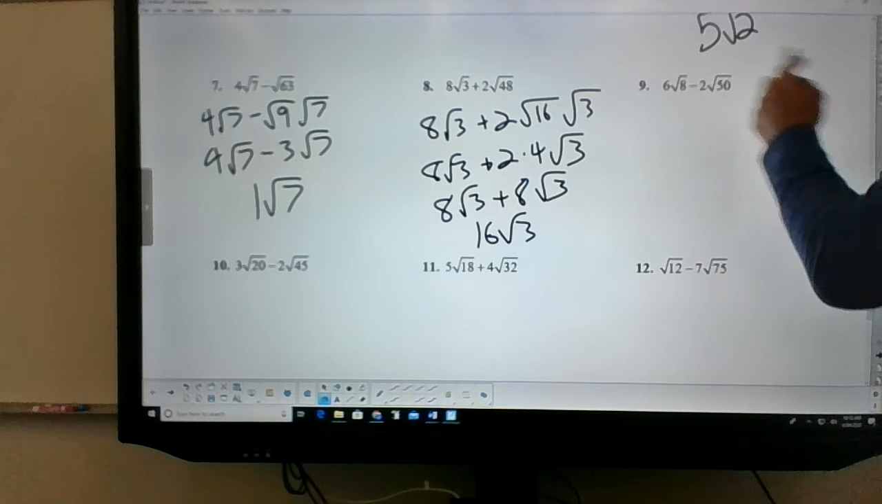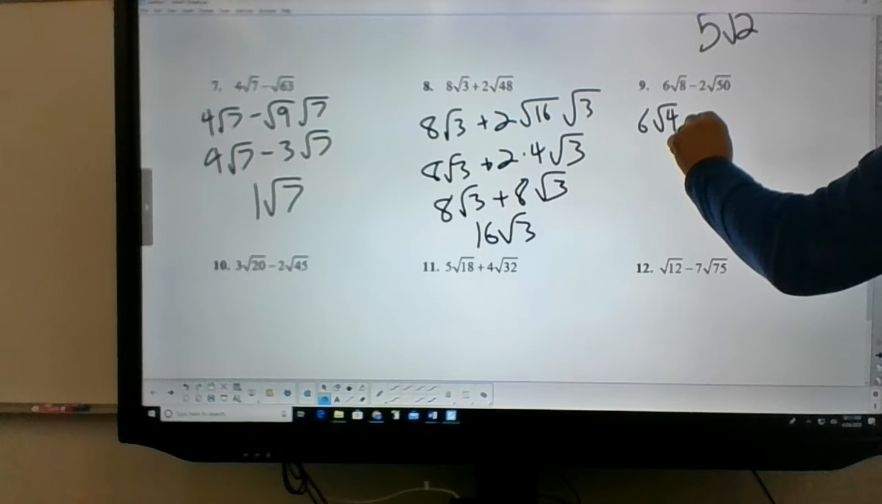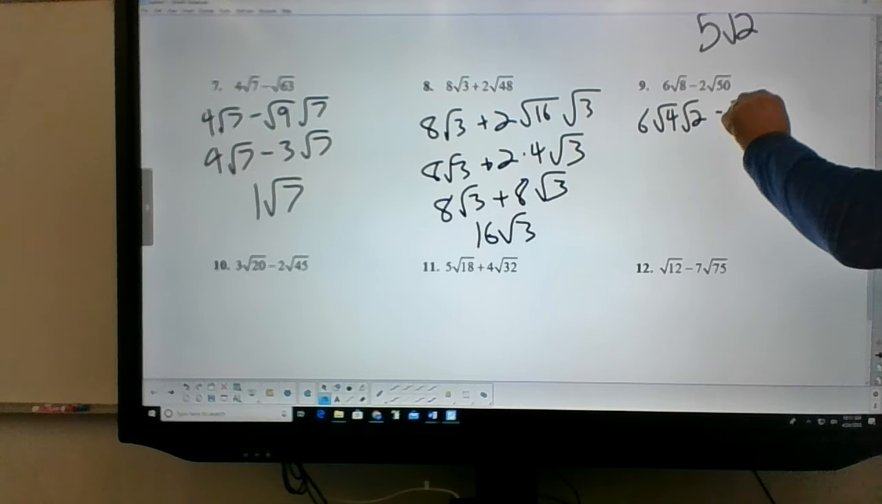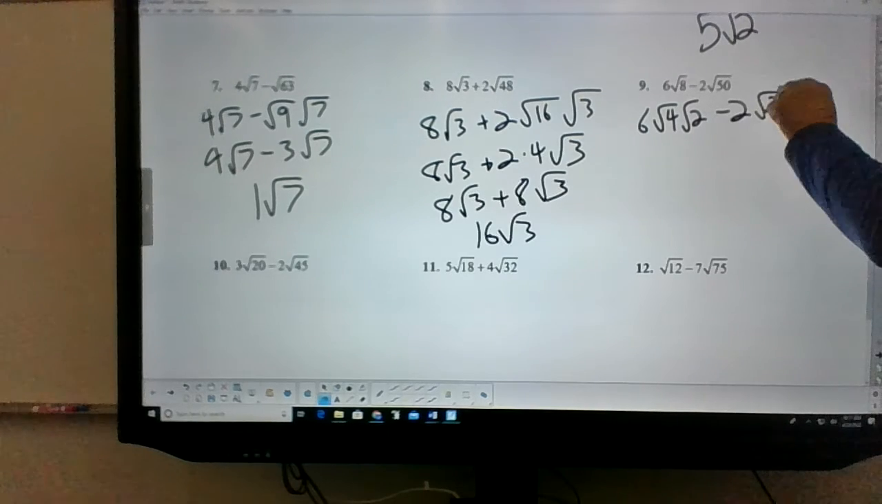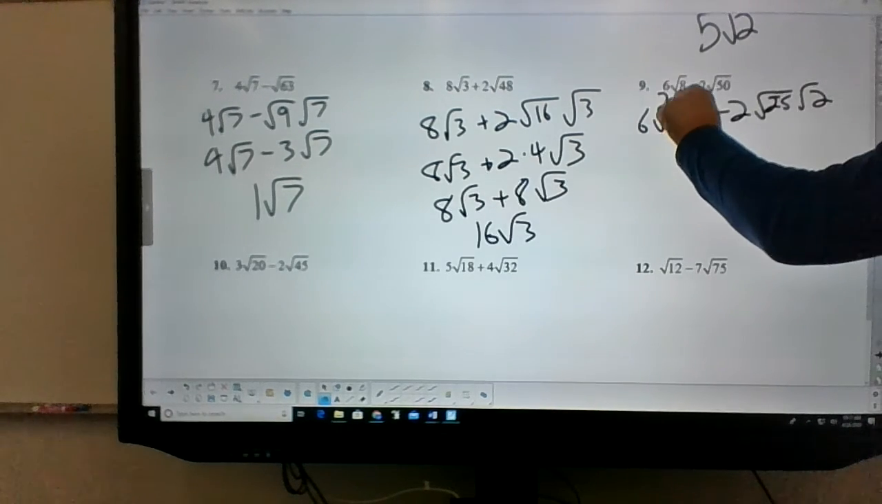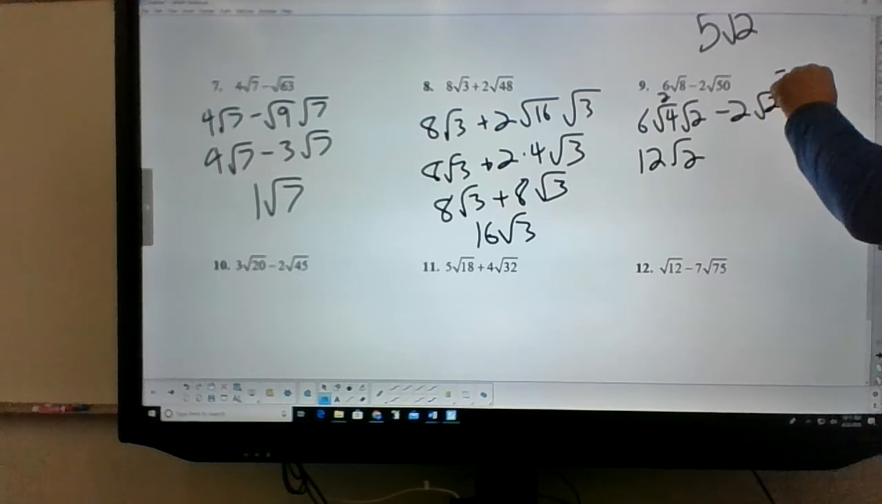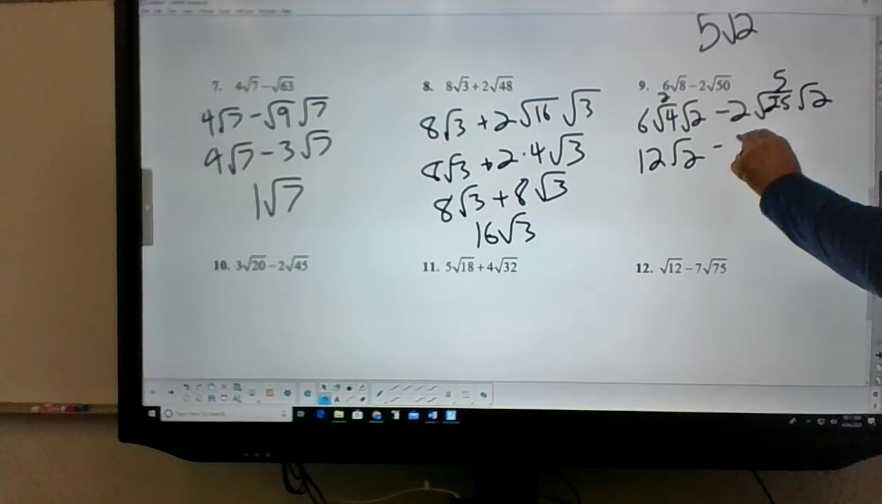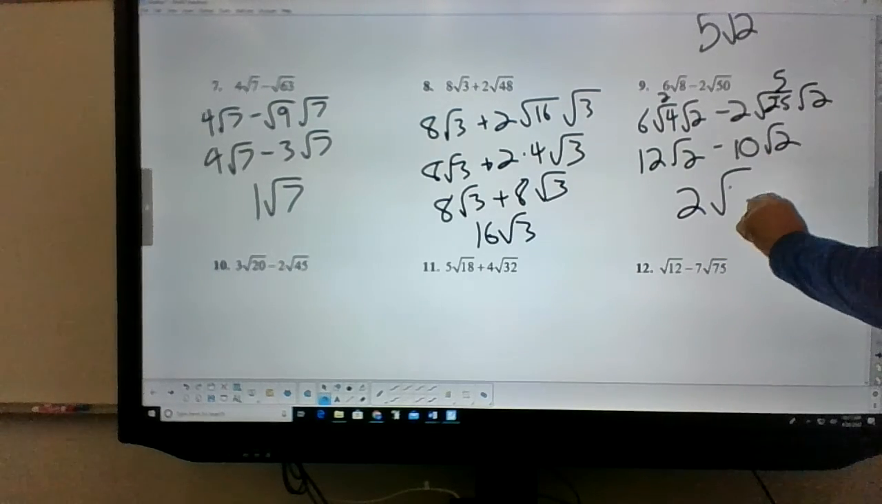Over here, again, break it apart. 6 radical 8 is radical 4, radical 2. Minus 2 radical 50 is radical 25, radical 2. 6, again, this is 2. 6 times 2 is 12 radical 2. This is 5. Minus 2 times 5 is 10 radical 2, which gives us 2 radical 2.